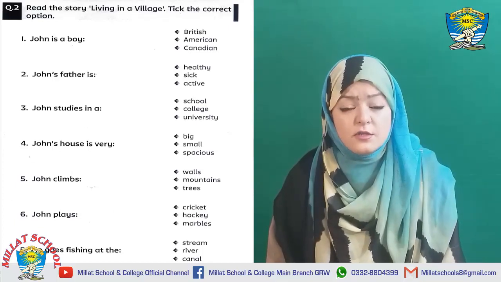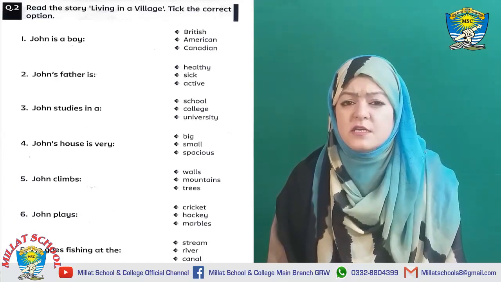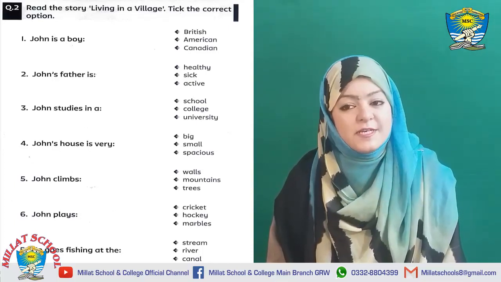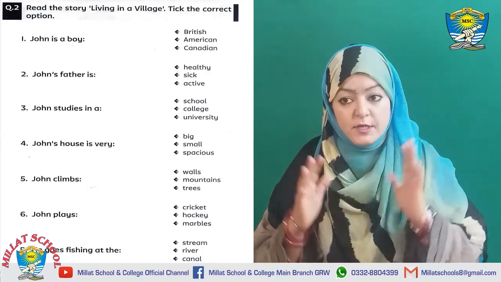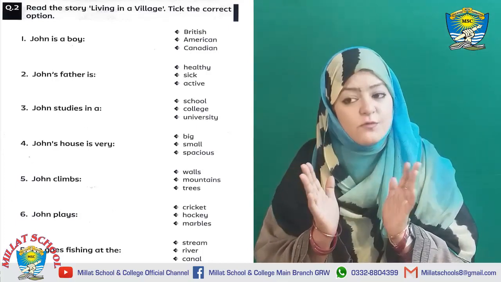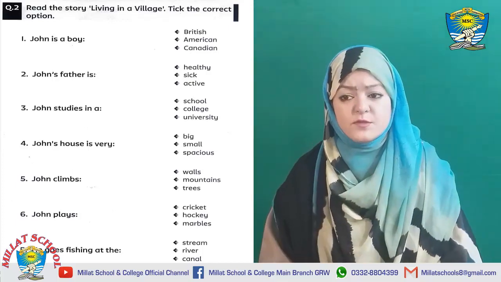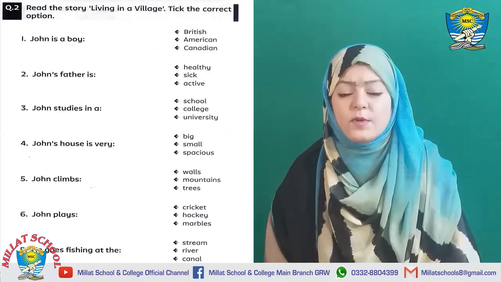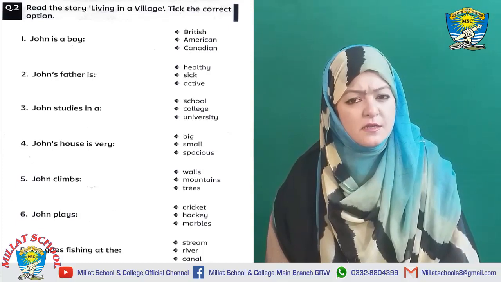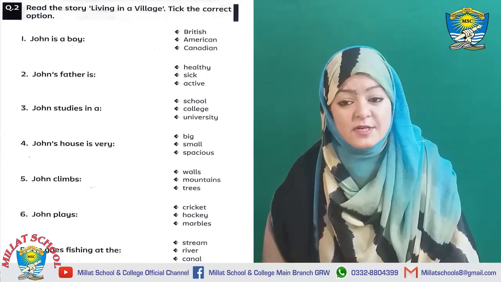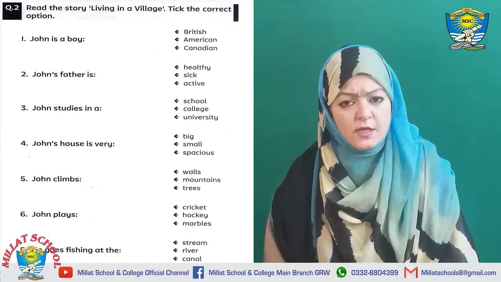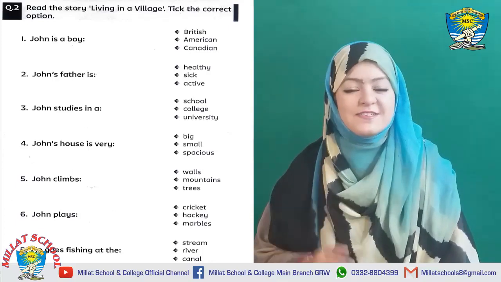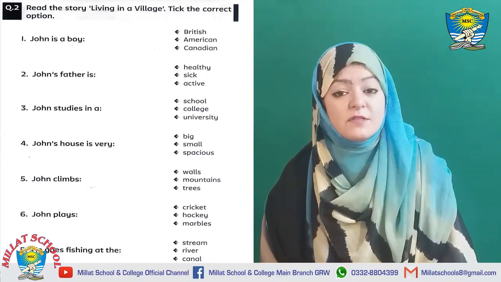John studies in a school, college or university. Kya wo university ya college jata tha? No, no, no, no. He goes to school. So take the school. John's house is very big, small, spacious. We will do small. John climbs walls, mountains, trees. Trees. Tick trees. John plays cricket, hockey, marbles. He plays marbles. Tick the marbles. He goes fishing at the stream, river or canal. He goes on the stream. Tick the stream. Yes. In this way we will solve this whole exercise.